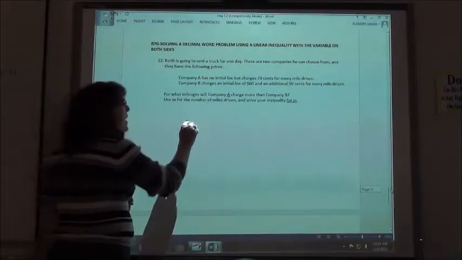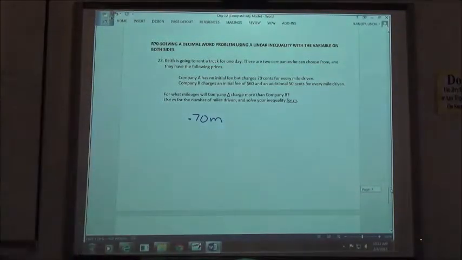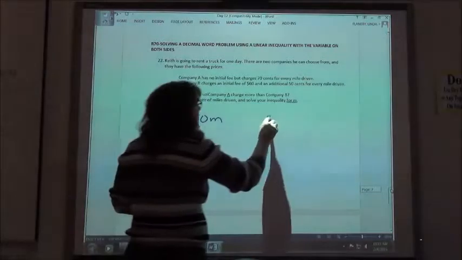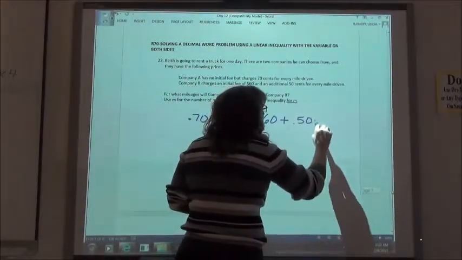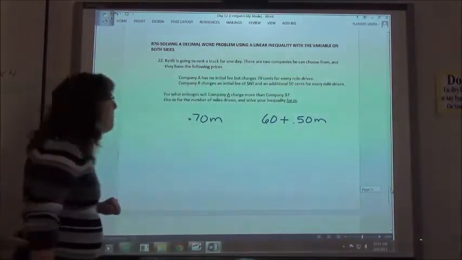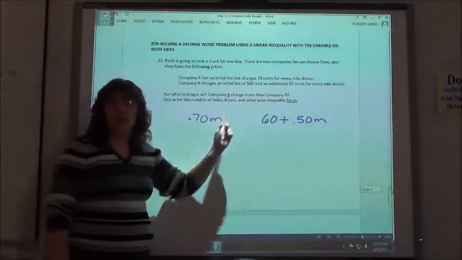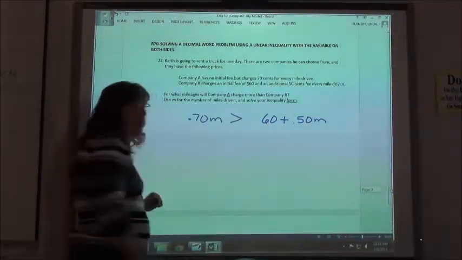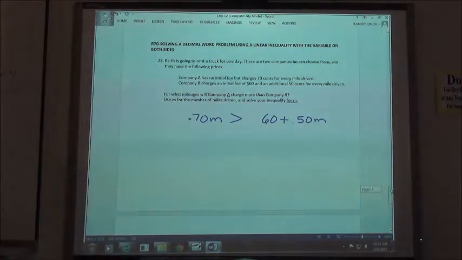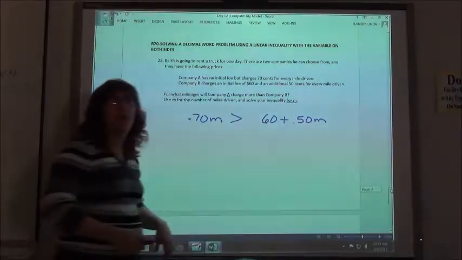So company A was 70 cents for every mile driven, so 70 cents times M. Company B, $60 and an additional 50 cents for every mile driven. We want A to charge more than B, so what symbol should we have in there? Greater than, right? A is greater than B. So now this time we've got variables on both sides, and so we solve it appropriately.